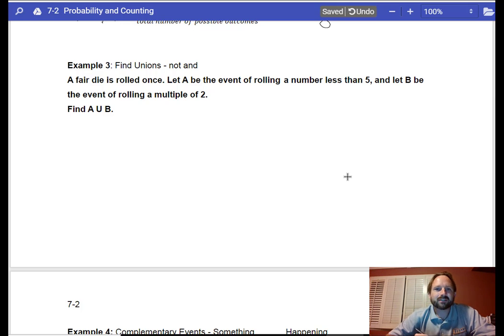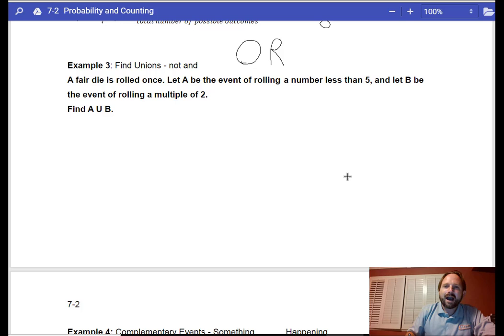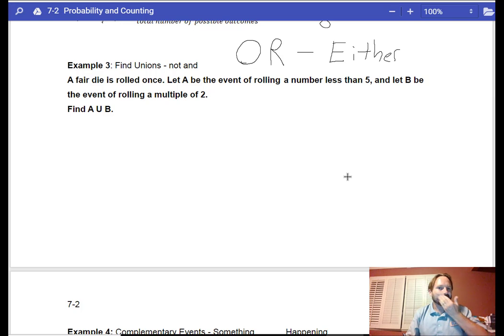Find unions, not "and". So what does this mean? This is the "or". Or either. So either A or B. If A or B works, they're like, hey man, I don't care. I got something to eat. I got my hamburger. Nope. I got my hot dog. Yep. Doesn't matter. I got one thing.